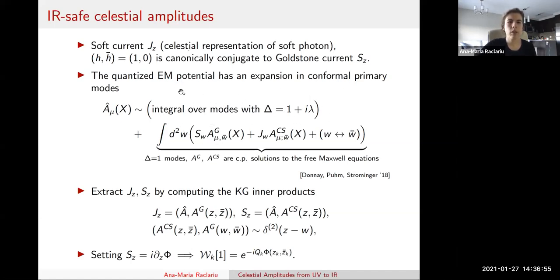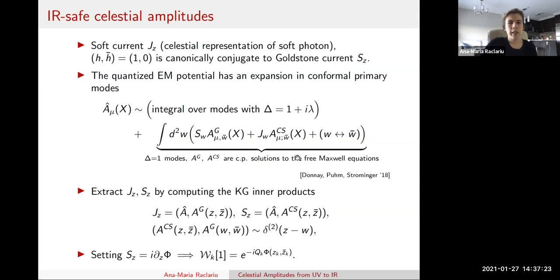As at the beginning, I argued that conformal primary wave functions for delta equal to 1 plus i lambda form a complete set of states for plane waves. So this would be just the usual plane wave expansion, but one has to also take into account at least these soft modes. These are delta equal to 1 modes, which they're not including in this other integral, so they're writing them down explicitly.